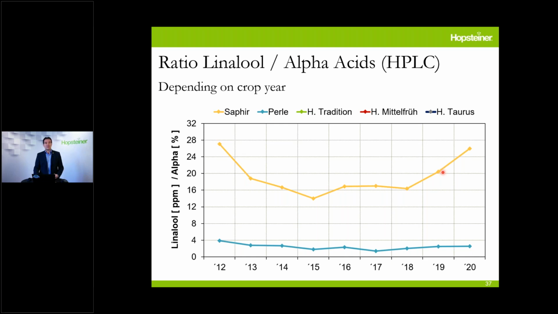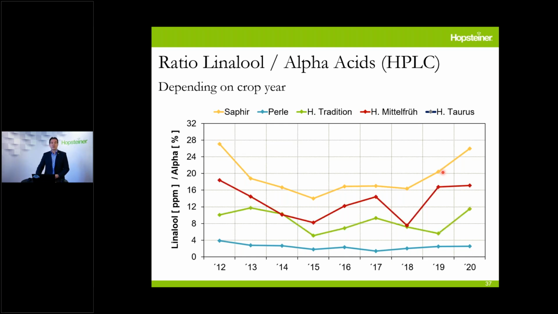Here are some other varieties from the Hallertau: Perle, Tradition, Mittelfrüh, and also a bit of the variety Taurus, which has a reasonable linalool concentration, but on the other hand a very high alpha concentration as well. They all behave the same, but not Perle. Perle itself is at a very low level of linalool and has no real impact on the creation of a late hopping-like character in the beer.